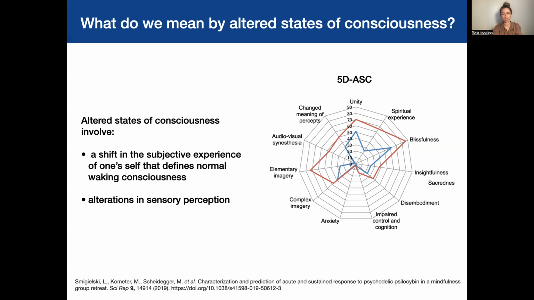In the psychedelic literature, one common measure for capturing altered states is the 5D ASC questionnaire. So this graph here gives an example of how participants' scores may change under placebo, which is here in blue, versus psilocybin, which is here in red, on each of the 11 5D ASC subscales.